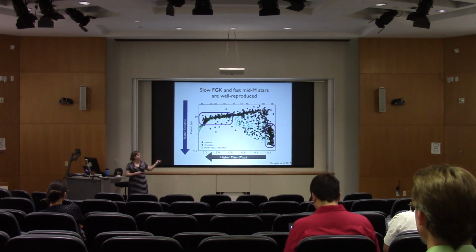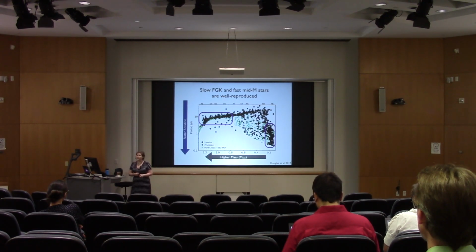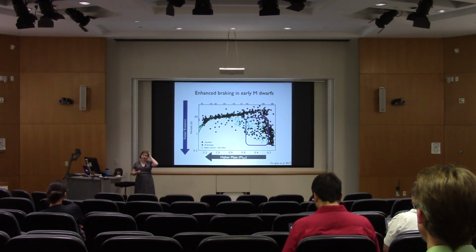Slowly rotating FG and early K stars, it's matching that envelope pretty well. Interestingly, it also matches fully convective M dwarfs. However, we also observe this enhanced braking in early M dwarfs. This model predicts that all the M dwarfs should be rapidly rotating. But it turns out that at least 60% of the early M dwarfs in this cluster are actually slowly rotating. They're more slowly rotating than the model predicts at all.